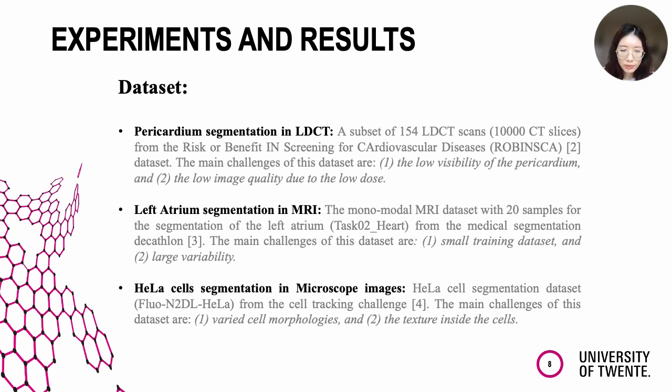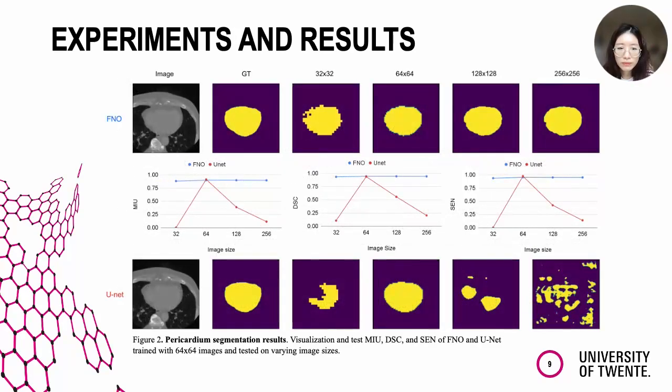And the last, we have hollow cell segmentation in microscope images. In all these 3 datasets, we treat the data as 2D slices, and we train our models with 64 by 64 images and evaluate them on different sizes and resolutions. We also use UNet as the baseline of our experiments, so you will see the results here.